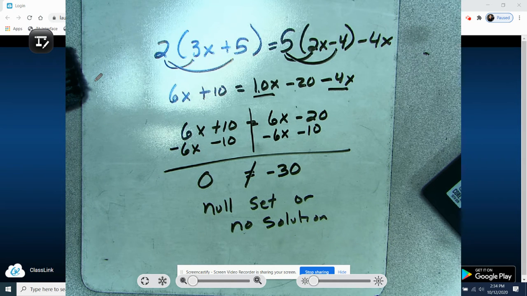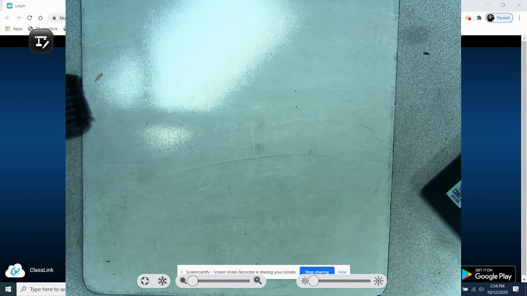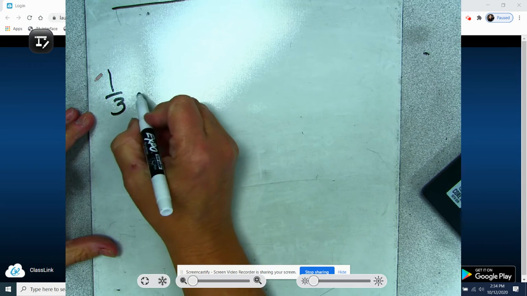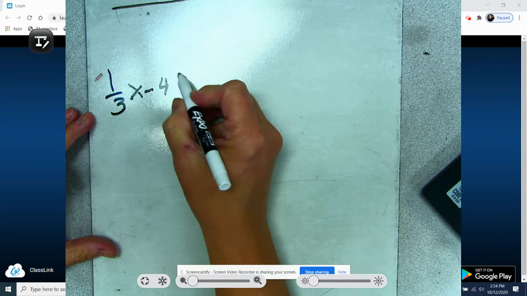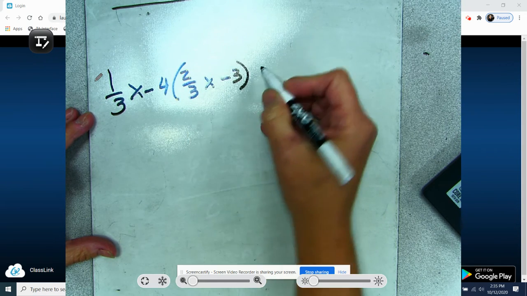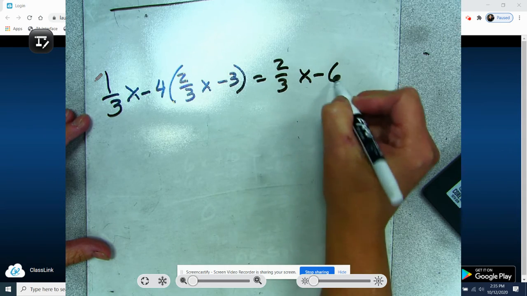Now, one of the problems you guys are going to see is going to have fractions in it. And I know how you guys flip out over fractions. So let's take a look at a problem that's got fractions in it. Okay? So you're going to have a problem that looks like, say, let's just try this one: 1/3 x minus 4 times 2/3 x minus 3 equals 2/3 x minus 6.